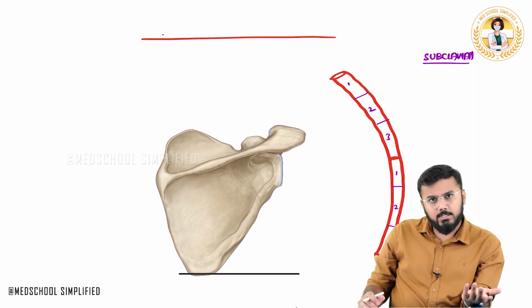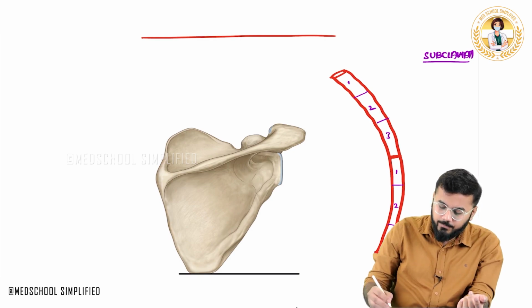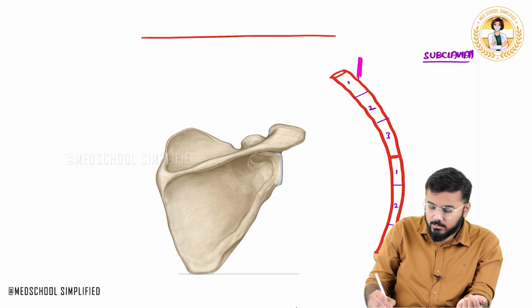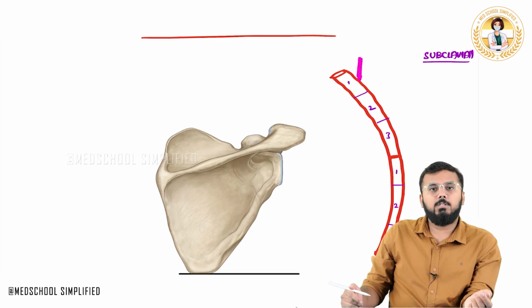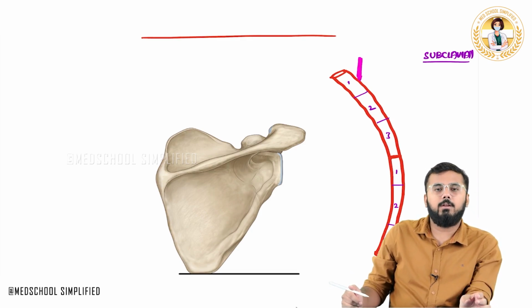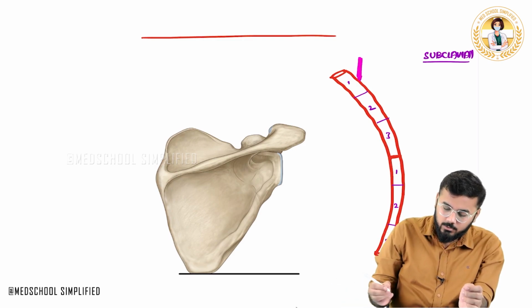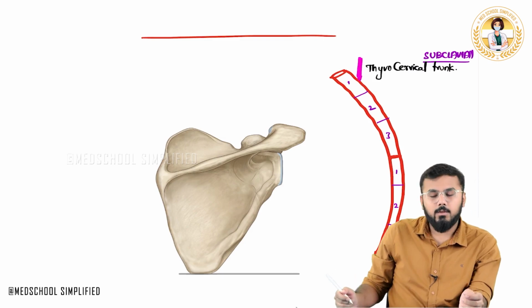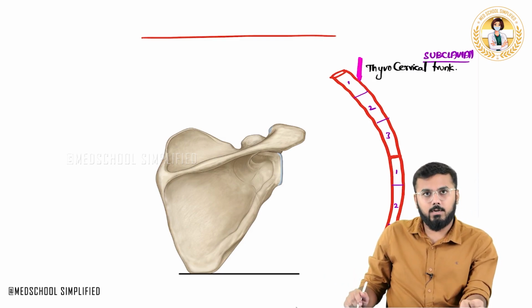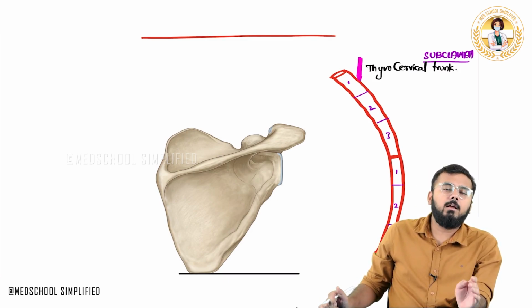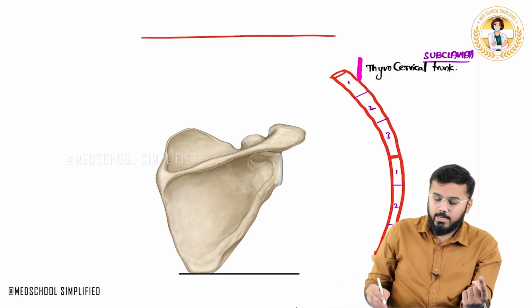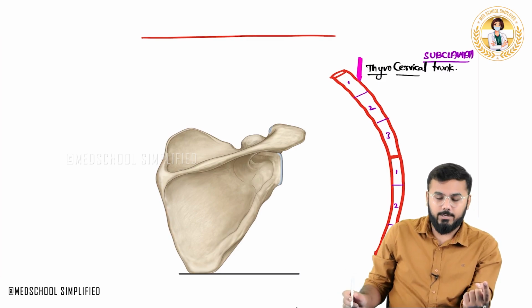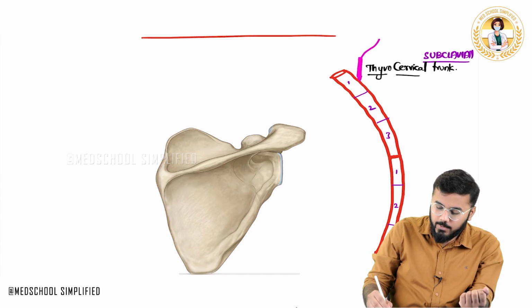Okay, so there we have discussed that the first branch coming from the first part of the subclavian artery is called the thyrocervical trunk. What is this called? This is called the thyrocervical trunk. And what did I tell you there? Thyrocervical trunk gives out a few branches, out of which one branch is a thyroid branch, another branch is a cervical branch. So one branch goes up like this, right?